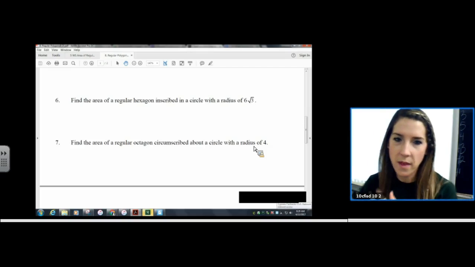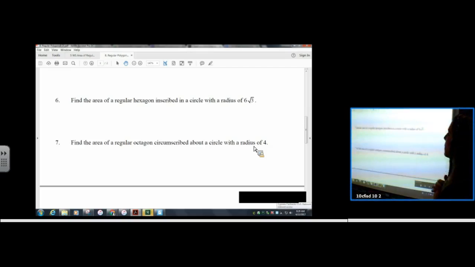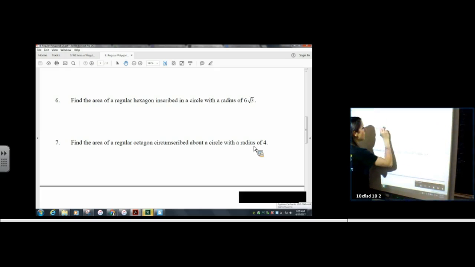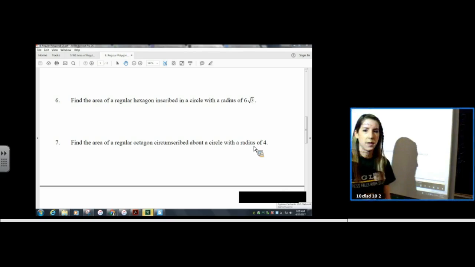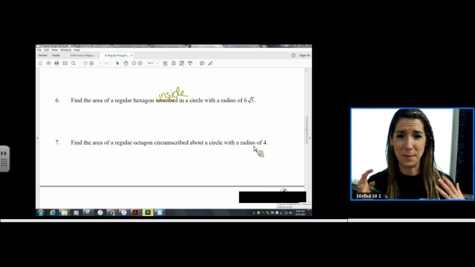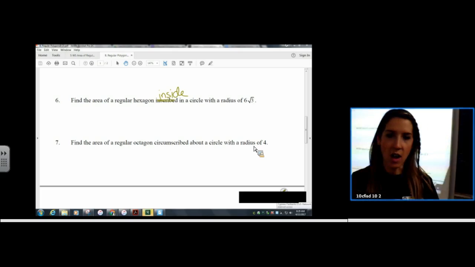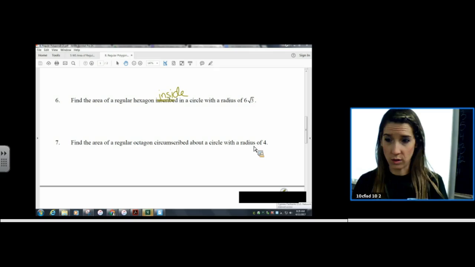Number 6 from the homework. Find the area of a regular hexagon inscribed, so we're going to cross that out and write inside a circle with a radius of 6√3. My computer's lagging a lot. Okay, so we have a hexagon inside a circle.